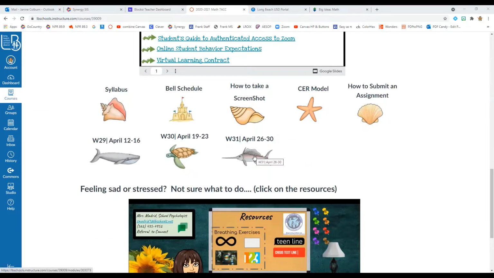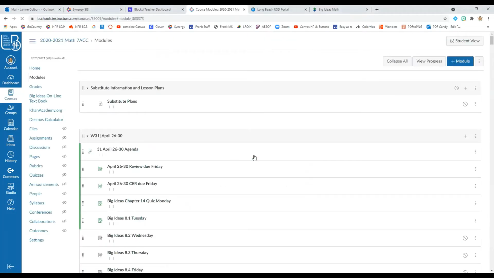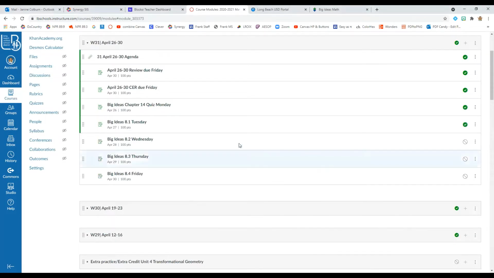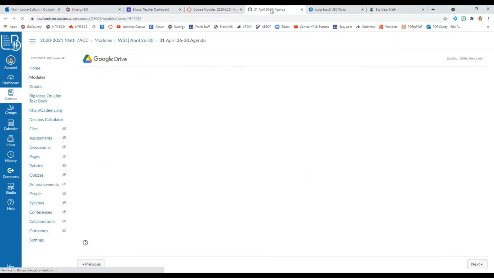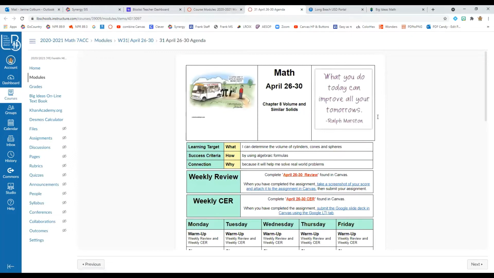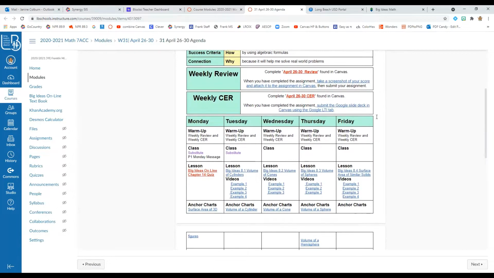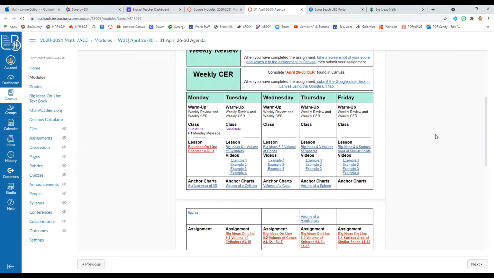So let's go ahead and click on the swordfish. It's magic. It takes you to week 31. Let's take a look at the agenda. Remember, if the assignment is in red, it's an assignment for credit and can be found in Canvas. So here's your weekly review and here's your weekly CER. Those are due on Friday.